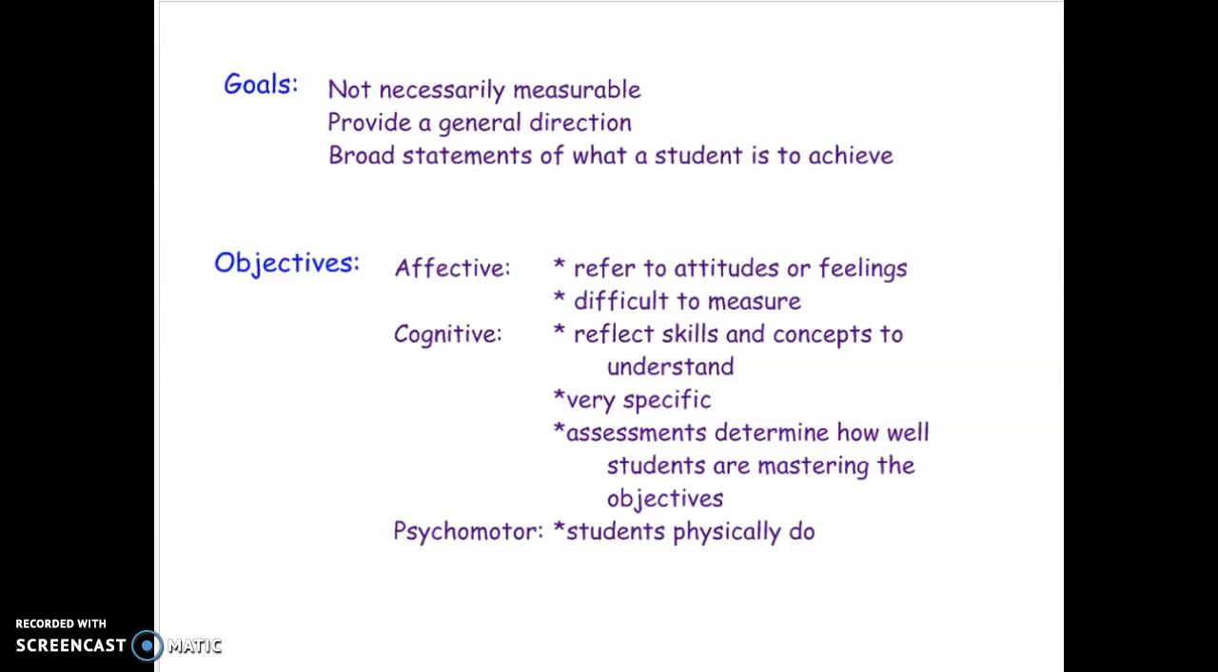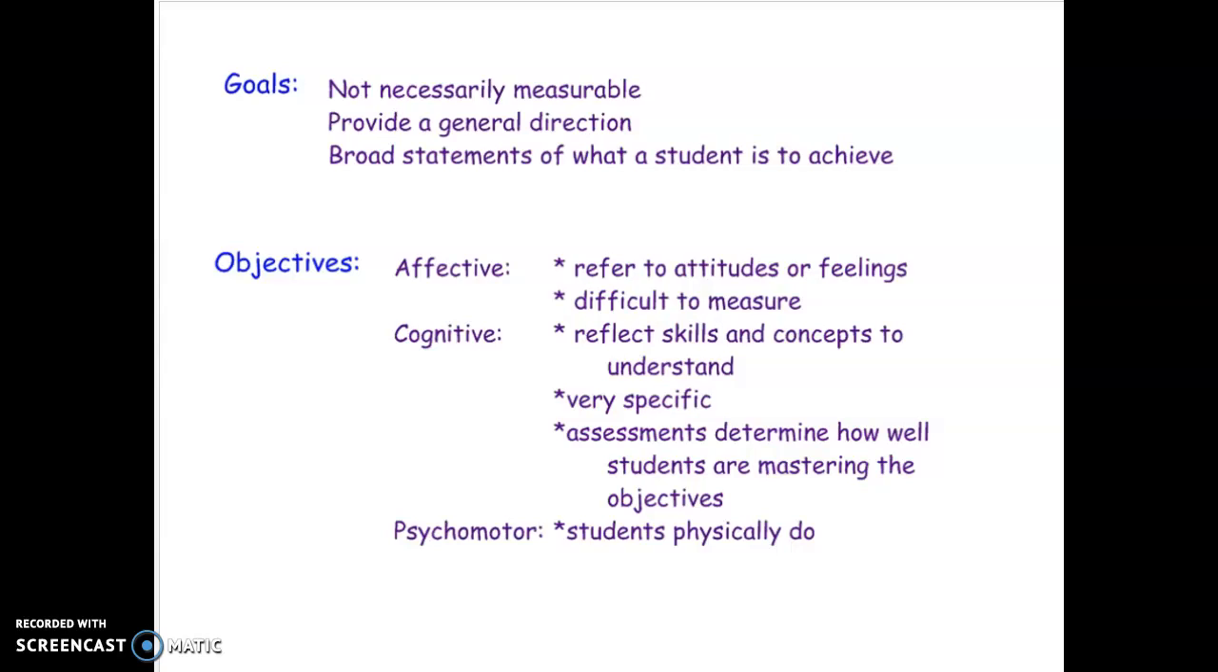Cognitive objectives are the ones that you're probably most familiar with. They tie directly to the standards. They reflect the skills and concepts that you want your students to be able to do. You want your students to be able to understand things, so that they're going to be able to say at the end of the day, I can do this, this, this, and this.